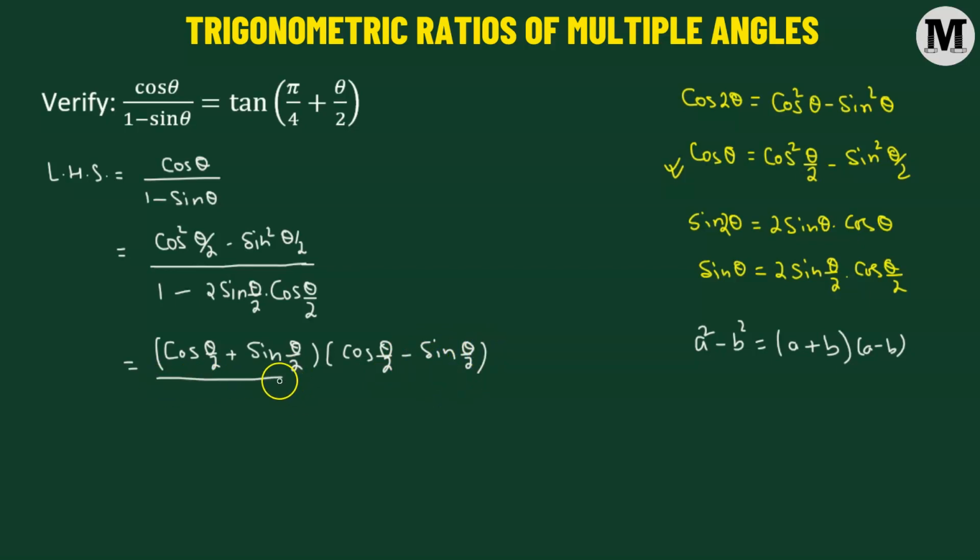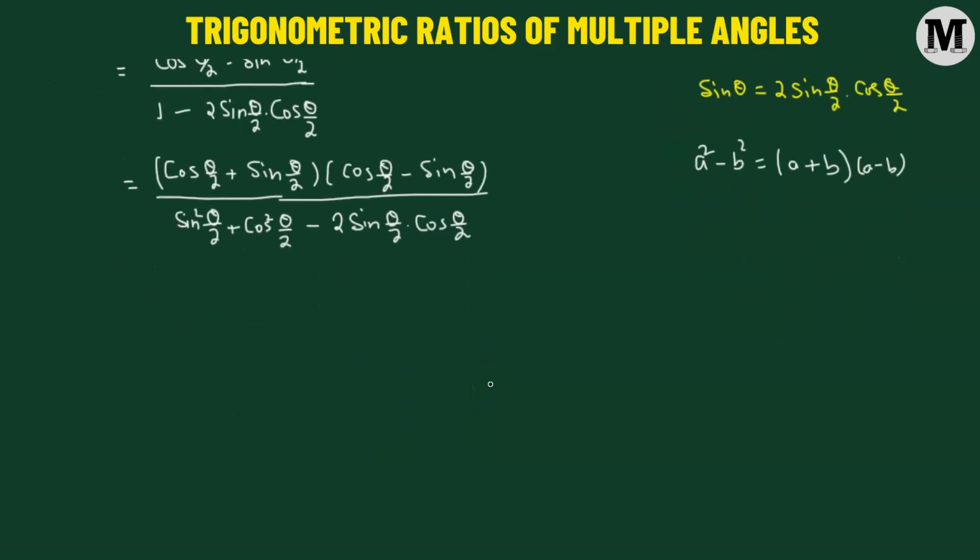Whole divided by, now what we'll do, we will manipulate the denominator. Now 1 can also be written as sine squared theta over 2 plus cosine squared theta over 2. We know that's the identity: sine squared some angle plus cosine squared the same angle always equals 1. Minus we have 2 times sine theta over 2 multiplied by cosine theta over 2. Now immediately we can rewrite the denominator.